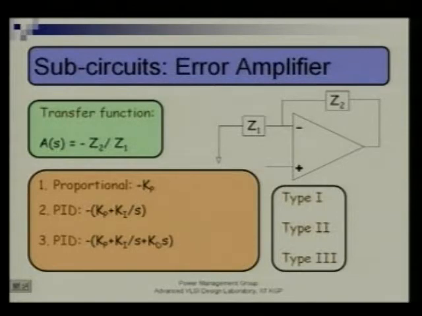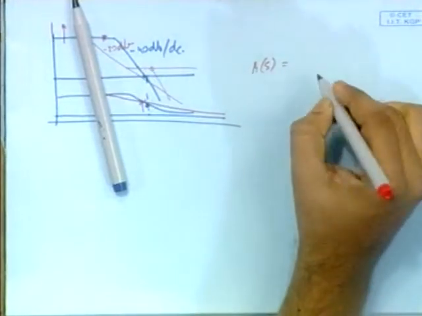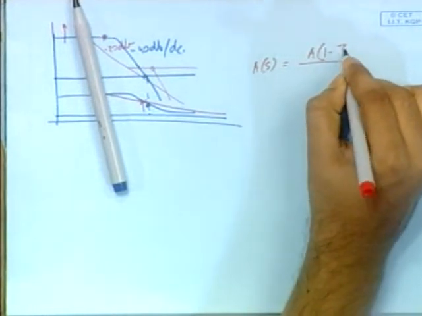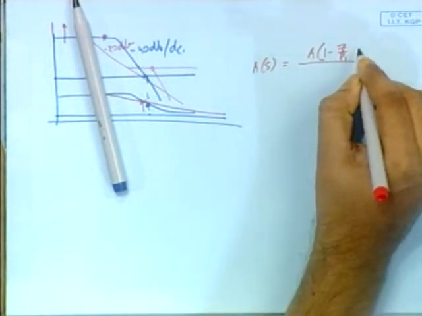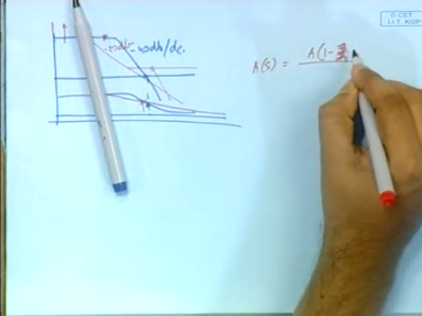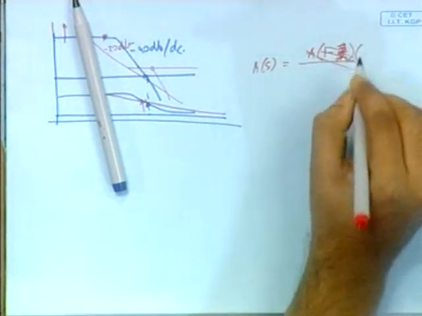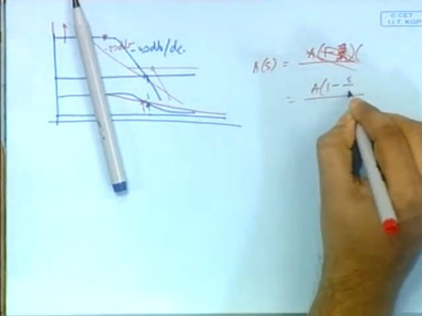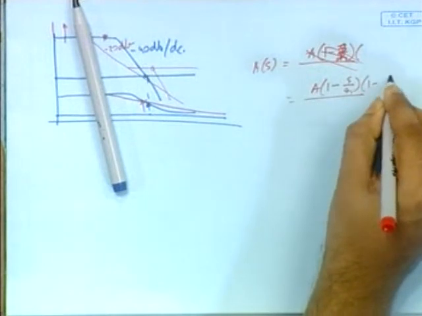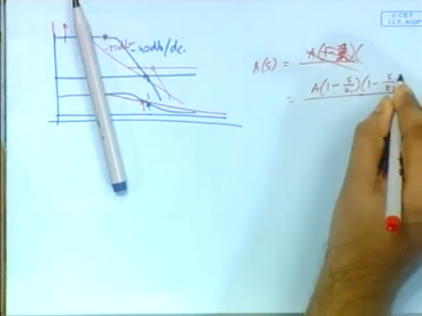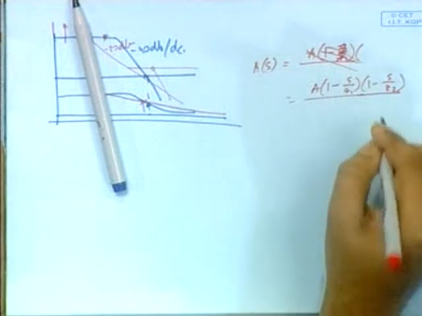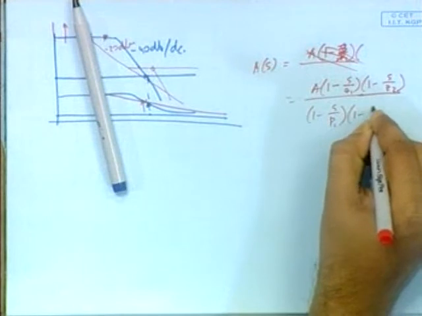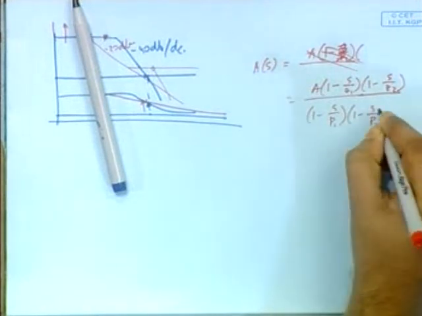Suppose your A(s), there is a general A(s), this is the most common that we follow. It will have 1 minus s by Z1... sorry, this looks very bad. A(1 minus s by Z1), there will be 2 zeros. This is the most common controller that we use. Leave aside the topology, you can solve it and get this structure. And then s by, there will be 3 poles. This is the type 3 compensator, or maybe type 2 also.